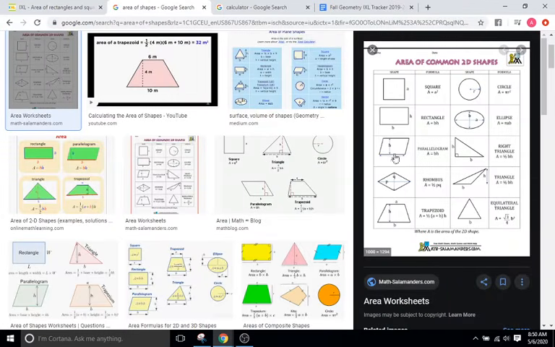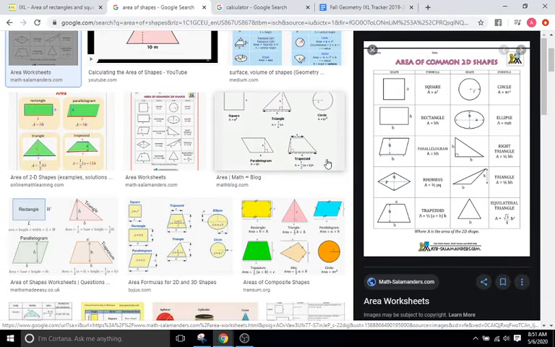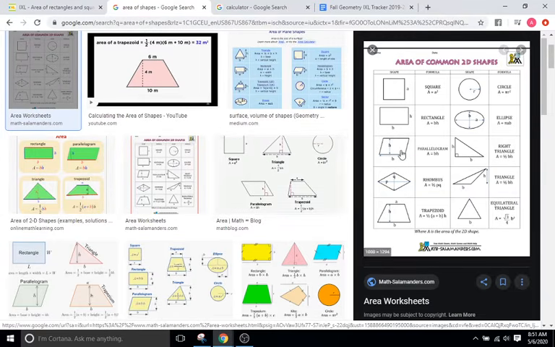I have a handy list of area formulas here. I just went to Google Images, typed in area of shapes, and they have a million different resources in terms of formulas. So I just pulled one up. Keep that in mind. The internet is a wonderful resource if you need a formula or something like that.